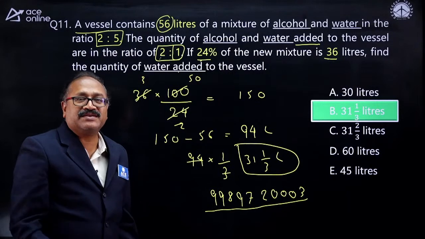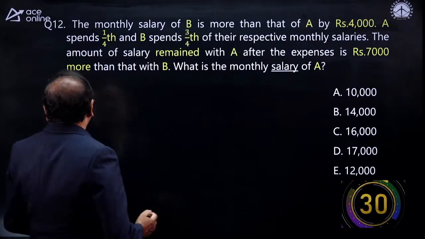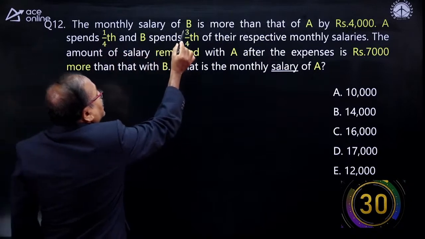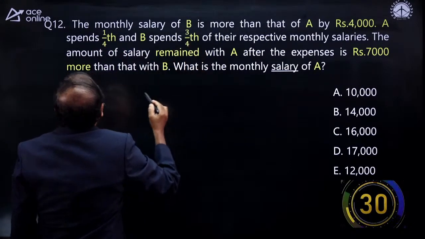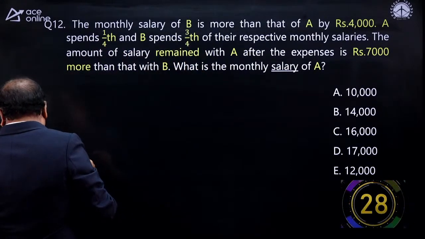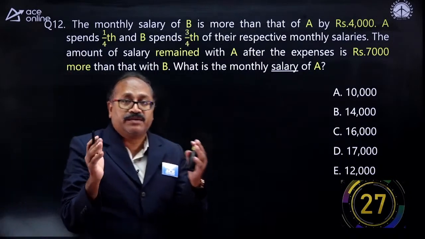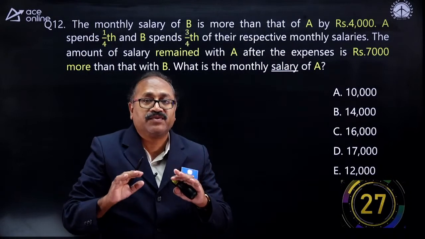Moving to the next question, sir. Sumit Pawarji is here. What is this question? The monthly salary of B. This is one of the very good questions. It will explore the concept. Please listen to this question carefully, my friend.